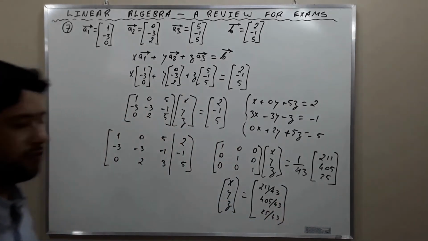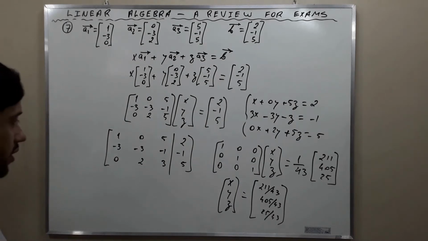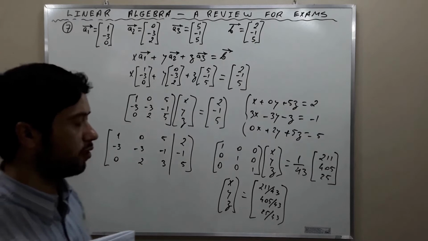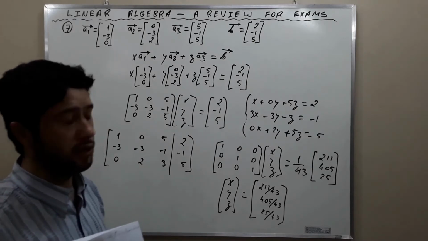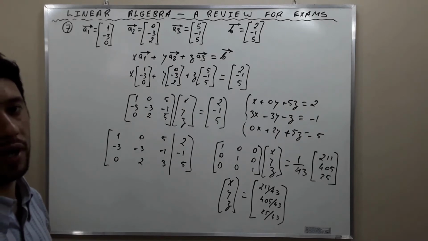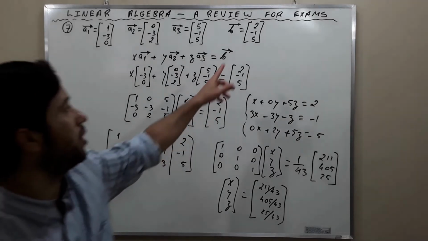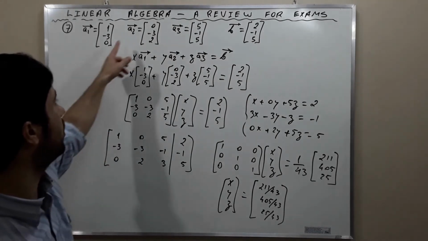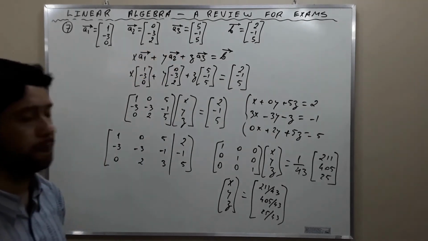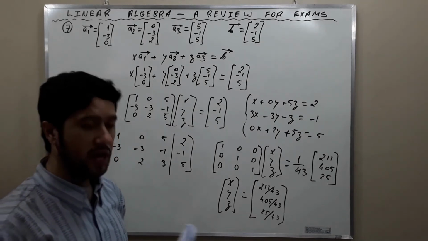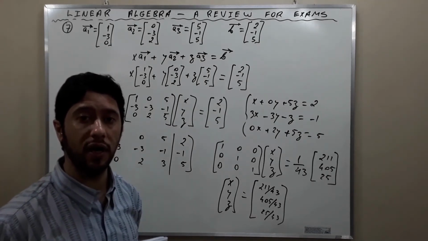Okay? And the system is consistent. There is a possible solution. And it means ultimately, this is the conclusion that we wanted to arrive at, that b is indeed a linear combination of a1, a2, and a3, okay? And this is all for topic number 7. Let's go to topic number 8 now.